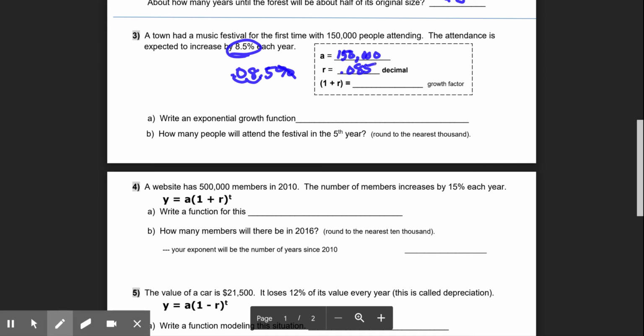And then the rate, because it is increasing, will be 1 plus 0.085, which is 1.085. That's your growth rate. So write an exponential function. So y is equal to 150,000 times the quantity 1.085 raised to the t power. How many people will attend the festival in the 5th year, round to the nearest 1,000? So this would be about 226,000.